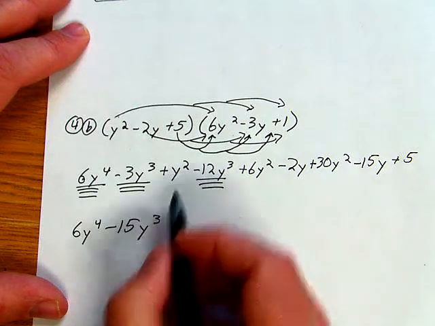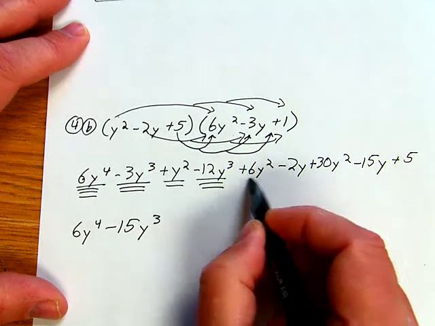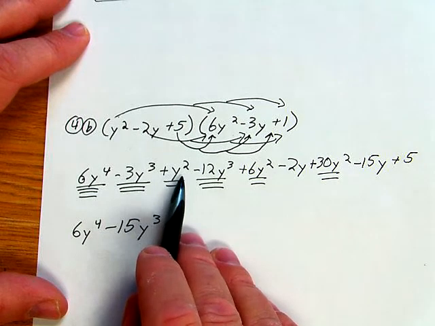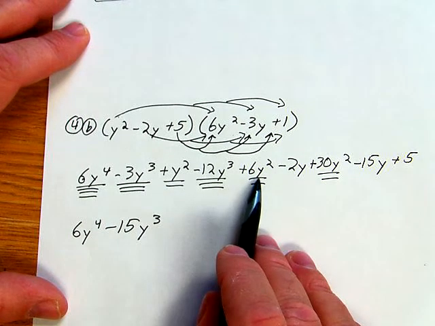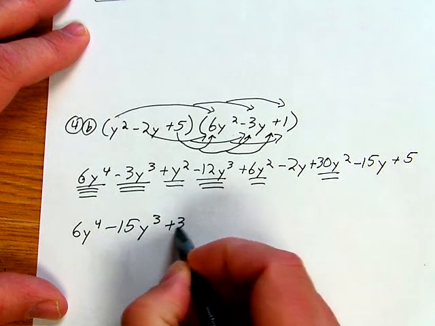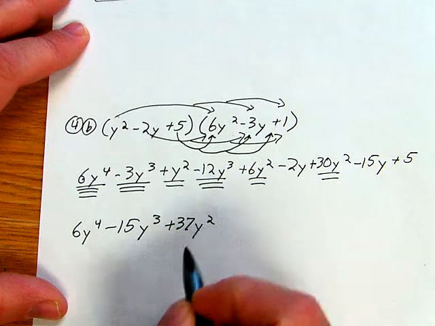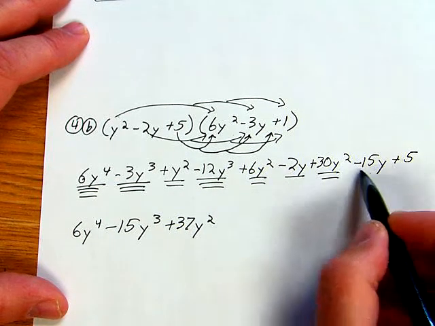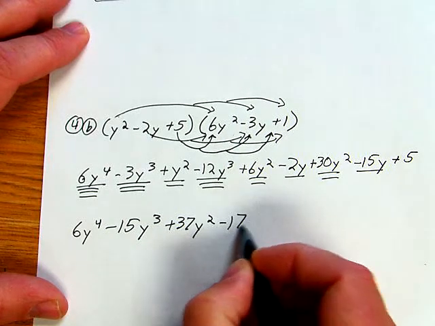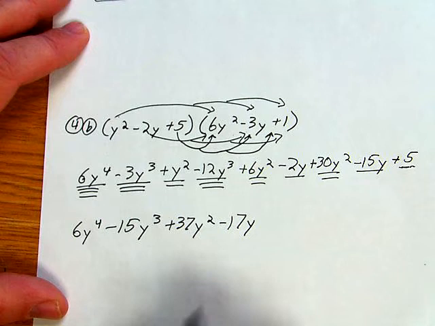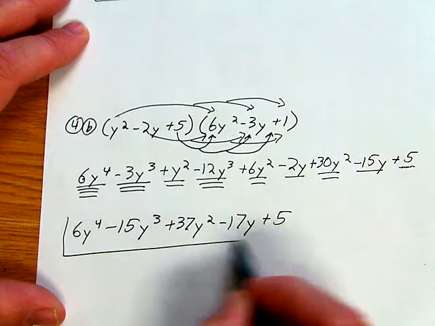Now let's look at y squareds. There's a y squared, there's a y squared, there's a y squared. So I get 1 plus 6 is 7, plus 30 is 37. And then I look at y's. I got minus 2 and minus 15. That's minus 17y. And I have nothing here, so the 5 just comes down by itself. And I've now covered all my terms, and that is my answer.